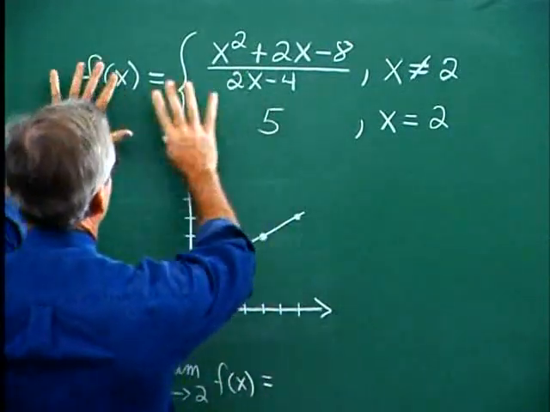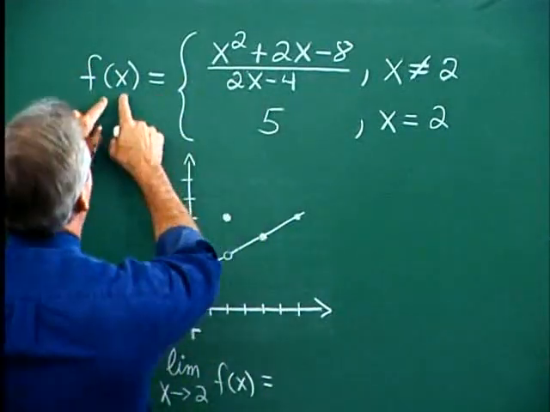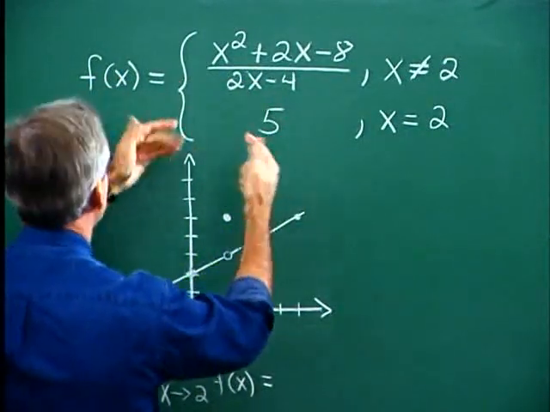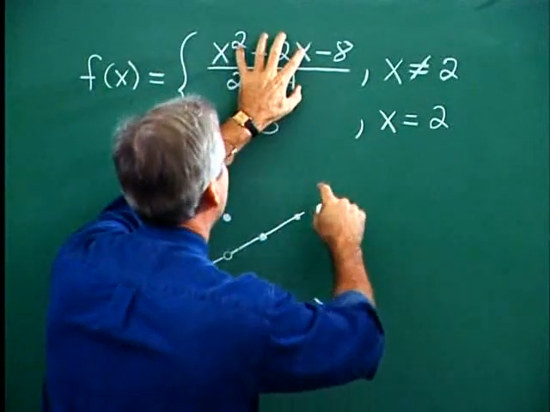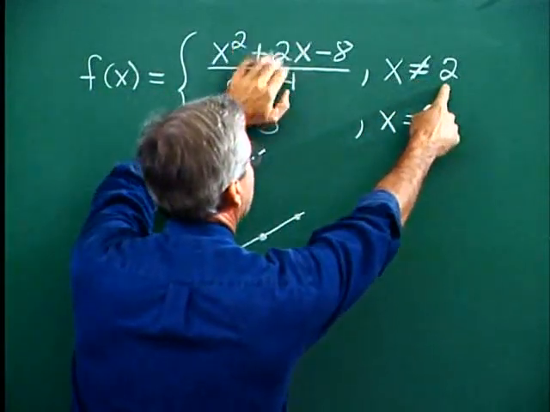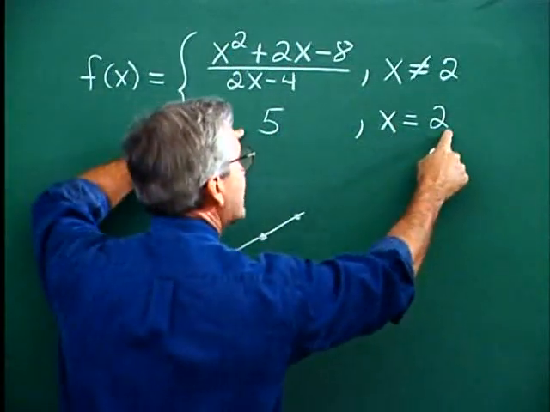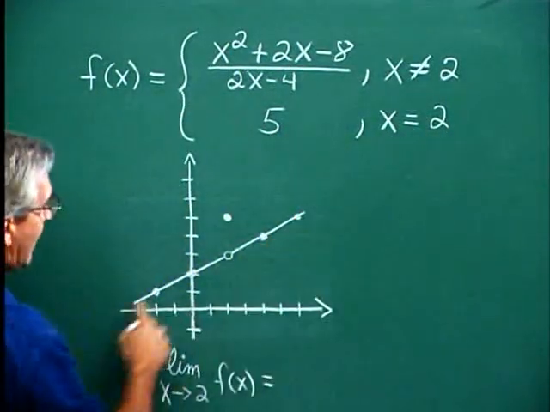Here's the same function, or a pretty similar function. I'm defining it in two pieces. f of x is what we had before as long as x is not equal to 2. But we're going to define f of x to be 5 when x is equal to 2. So here's what the graph looks like.